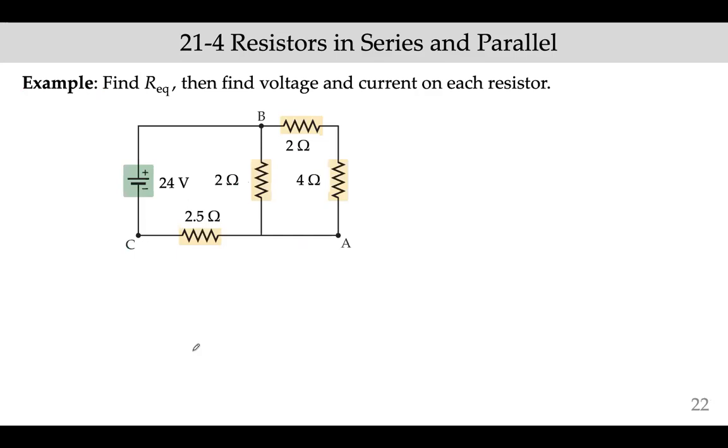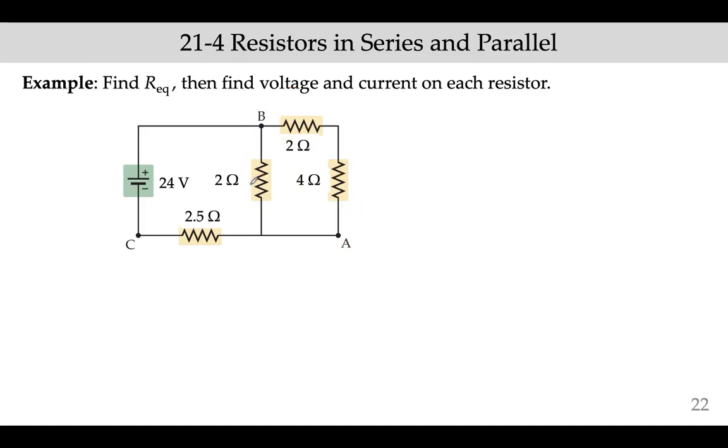Okay, let's do some examples with the circuits. Now we have a mixed connection here. As you can see, this 2 and 4 are in series. And this 2 is in parallel with these 2 together, not individually. And all of these three together are in series with 2.5.